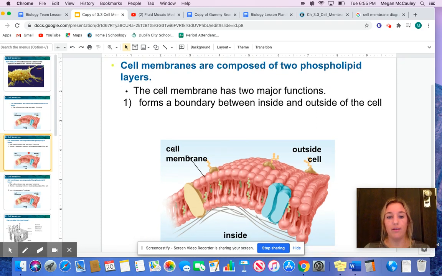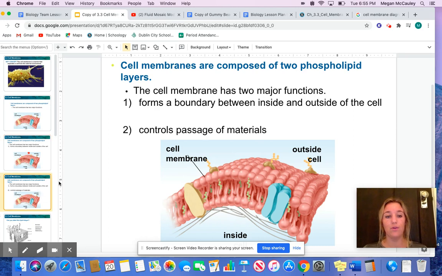So the cell membrane has two major functions. Function number one, it forms a boundary between inside and outside of the cell. And number two, controls passage of material. So it decides what comes into the cell and what goes out of the cell, or what doesn't come into the cell and what doesn't go out of the cell.